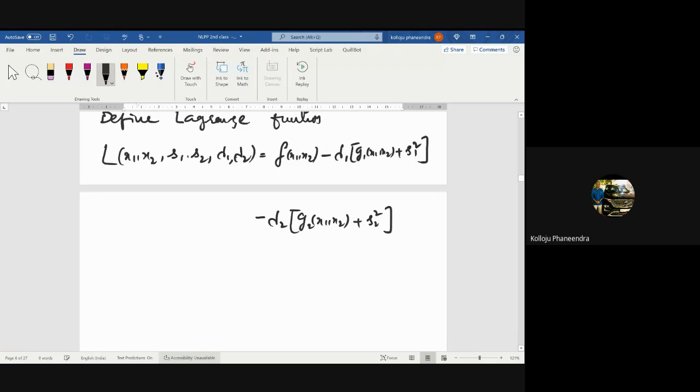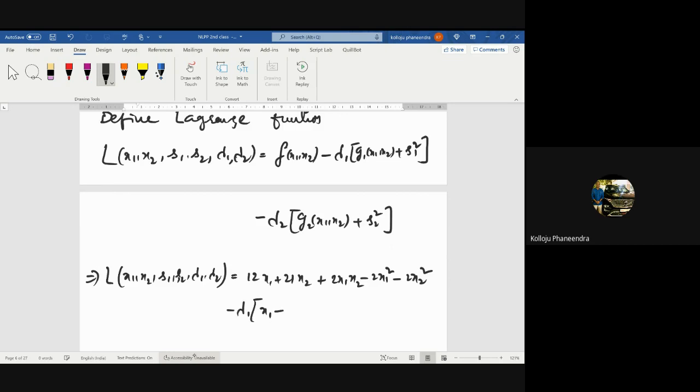Now let me substitute the values. L of x1 x2 s1 s2 lambda 1 lambda 2 is equal to the objective function. Shall I keep it like this only? Because everything is available, F, g1, g2. Otherwise, let me write it, doesn't matter. 12x1 plus 21x2 plus 2x1 x2 minus 2x1 square minus 2x2 square minus lambda 1 into x2 plus s1 square minus 8, minus lambda 2 into x1 plus x2 plus s2 square minus 10. Now, this is Lagrange's function.